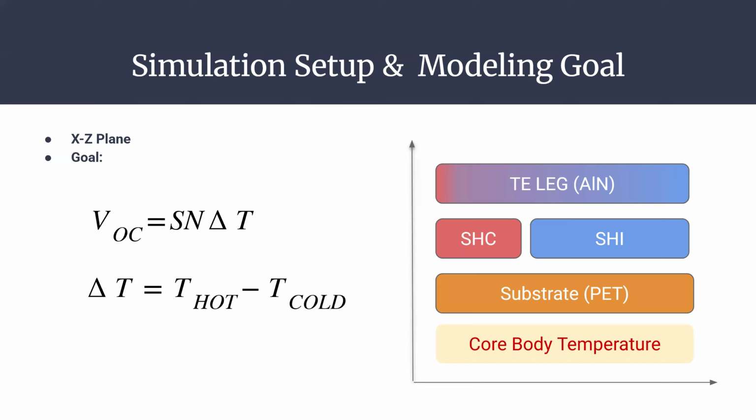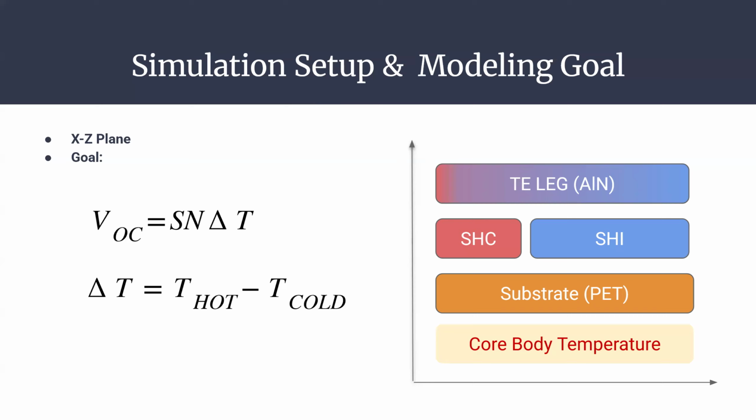Just like what Colin mentioned, we have this main multi-layer synthetic skin setup for our simulation. At the very bottom layer, we have our core body temperature, which is the main boundary condition and where the heat mainly comes from. The second layer is the substrate that adheres to our human skin. On top of that, we have two components, the soft heat conductor and the soft heat insulator.